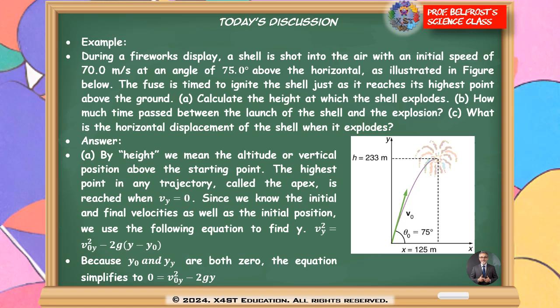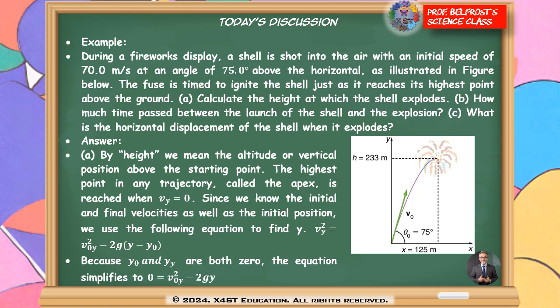Easy, right? To better understand the concept, let's discuss an example. Say that during a fireworks display, a shell is shot into the air with an initial speed of 70 meters per second at an angle of 75.0 degrees above the horizontal, and a fuse is timed to ignite the shell just as it reaches the highest point above the ground. First, find the height at which the shell will explode. The second is how much time passed between the launch of the shell and the explosion. The third is the horizontal displacement of the shell when it explodes.